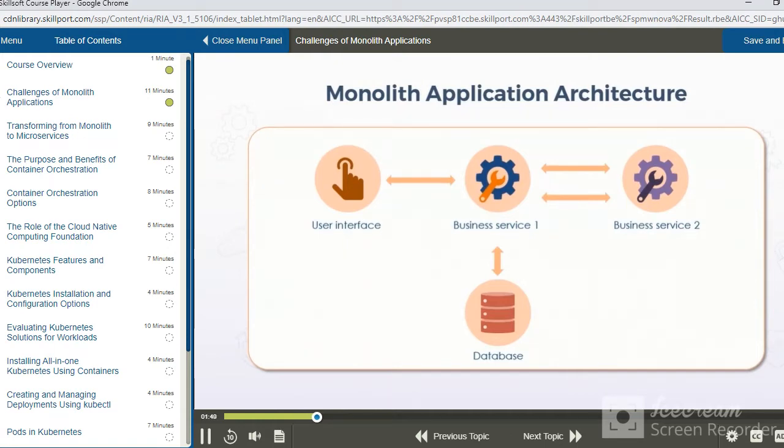One business service can invoke another business service as well. But the user interface, business service 1, and business service 2, which are currently displayed in the form of a diagram on the screen, will all be part of a single process.